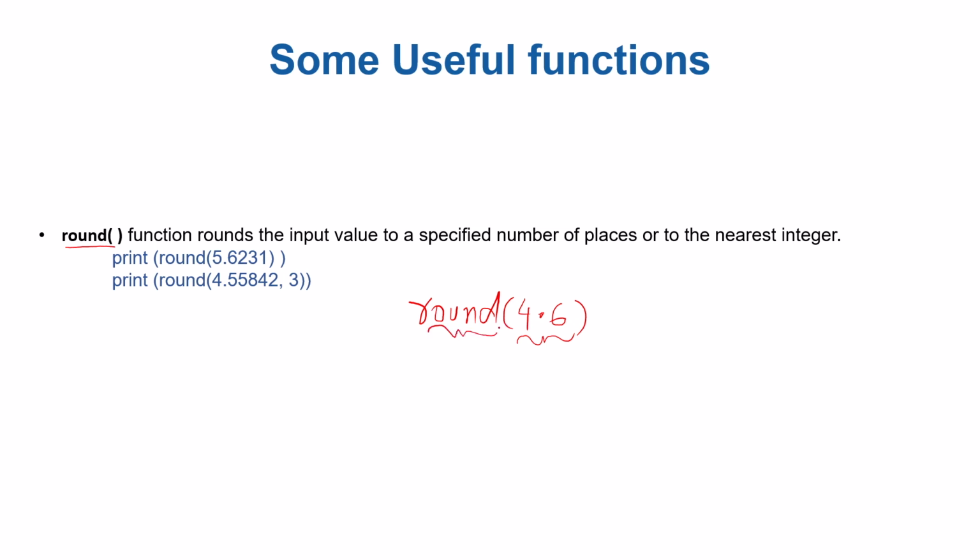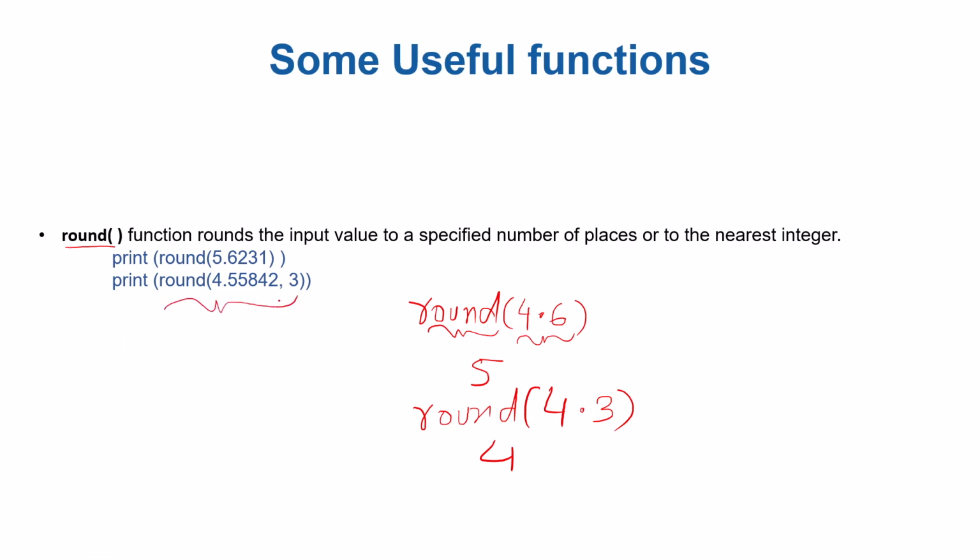What round does is it finds the nearest integer to 4.6. And the nearest integer in this case is 5, because 5 is closer to 4.6 than 4. However, if you call round, for example, on 4.3, then the result will be 4, because 4 is closer to 4.3 than 5. So that's one use of round. It rounds a floating point number to the nearest integer.